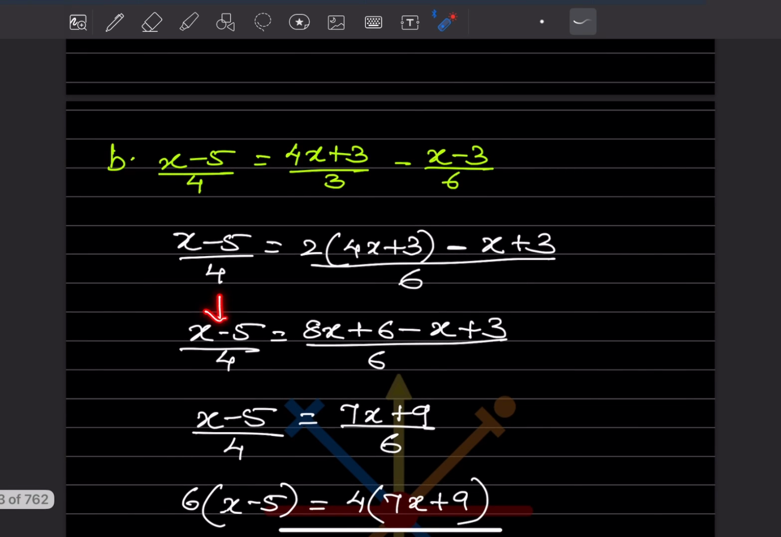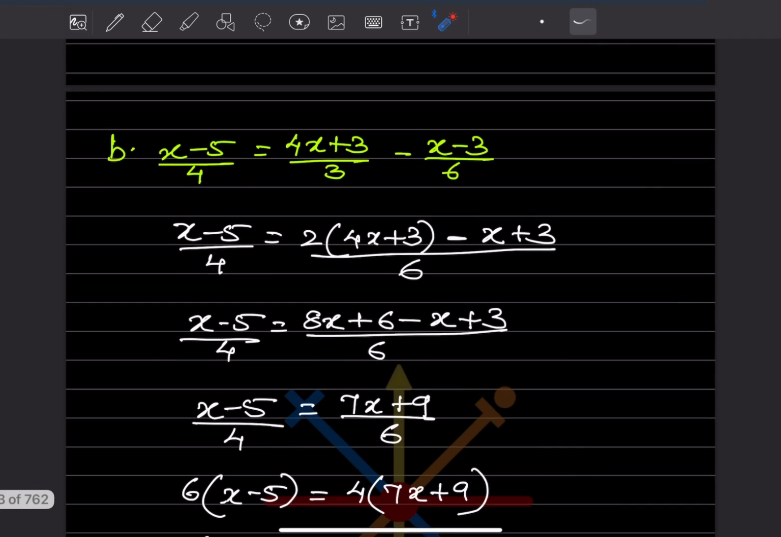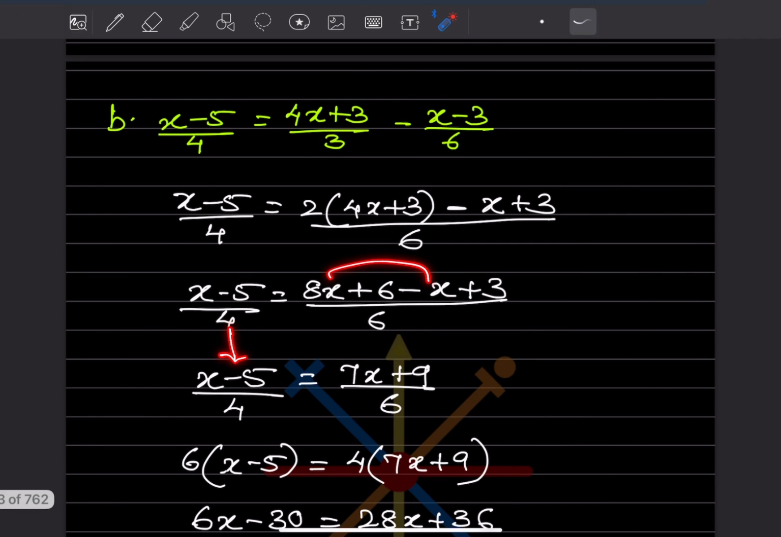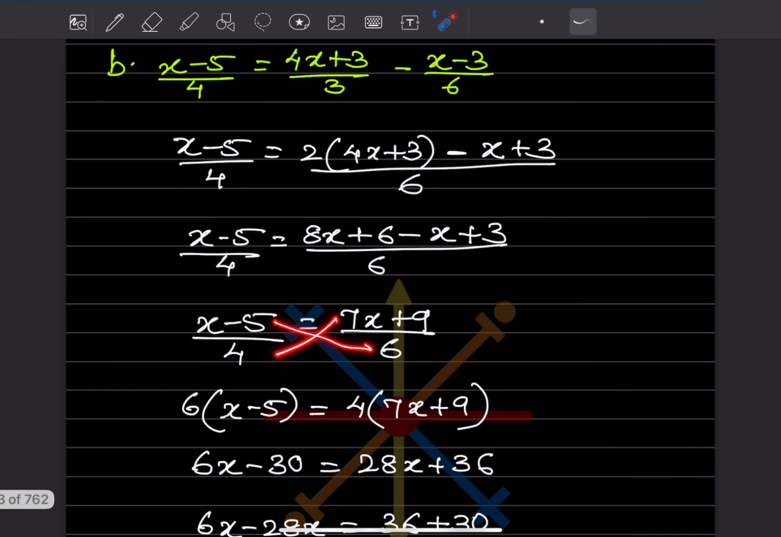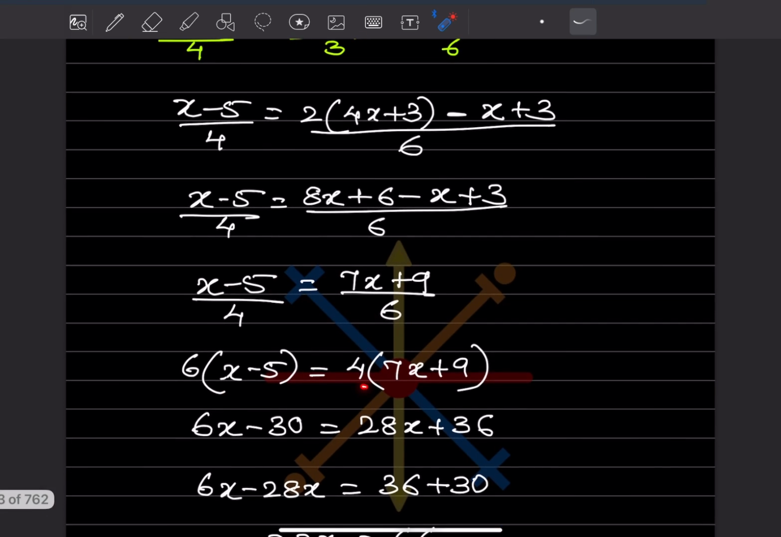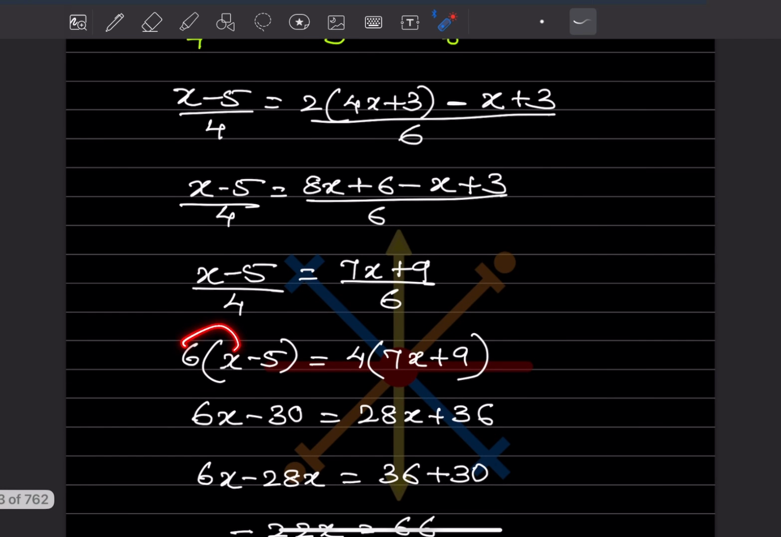Now this is the same. This will be 8x + 6 and this will be minus x plus 3, divided by 6. Again this is the same. This is going to be (7x + 9)/6. Now you are going to cross multiply. So 6 goes here, that will be 6 into (x - 5), and that will be 4 into (x + 9). So 6x - 30 will be 28x + 36.